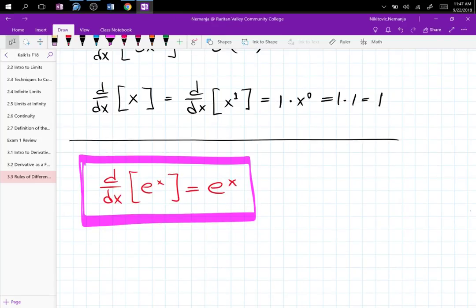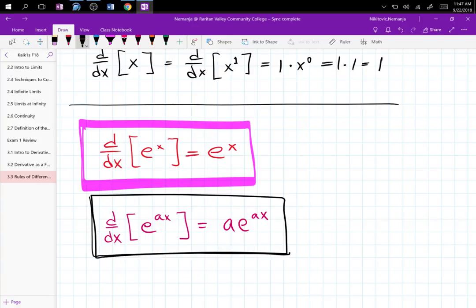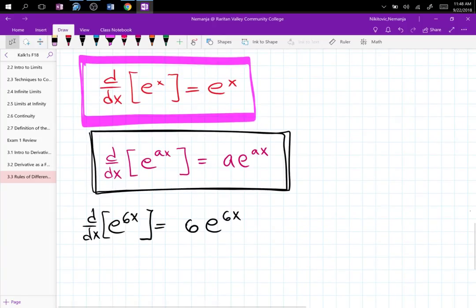Now, this is the form that you will rarely use because we generally want to see e to the 3x, e to the 2x, right? And they ask you to memorize now, even though we're going to have a tool later to deal with this. So the derivative of e to the ax is a e to the ax. It's technically this formula that is going to be used most of the time to calculate derivatives. An example would be e to the 6x. The derivative with respect to x of e to the 6x is 6 e to the 6x. That's the example.